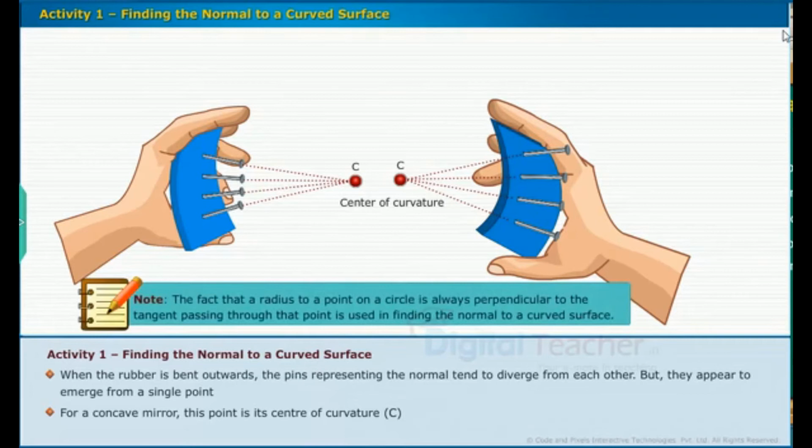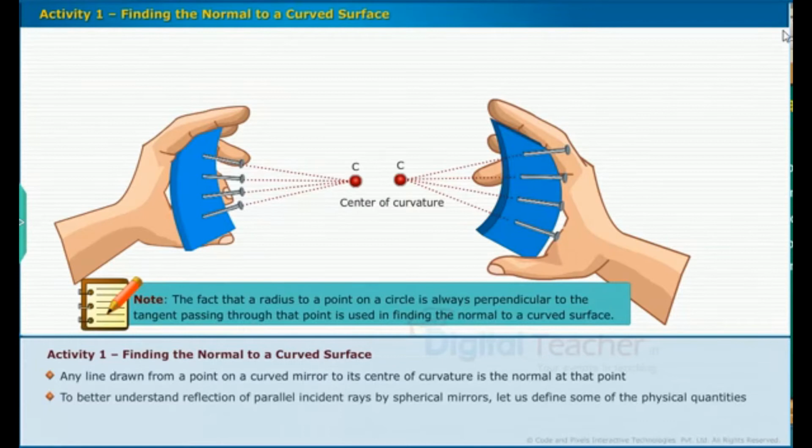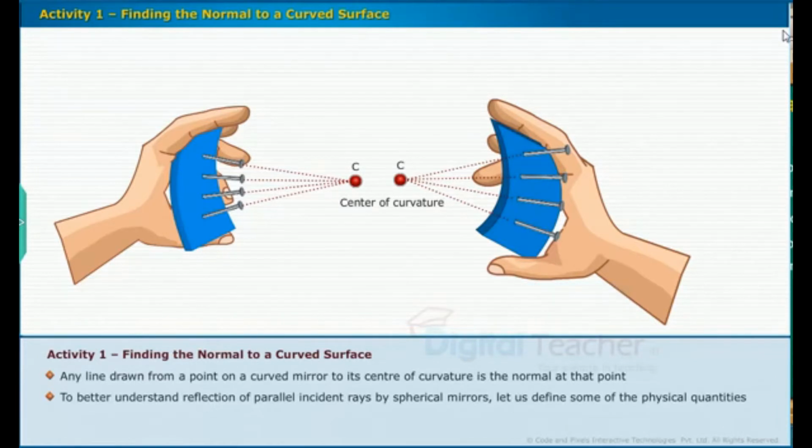Note: the fact that a radius to a point on a circle is always perpendicular to the tangent passing through that point is used in finding the normal to the curved surface. Any line drawn from a point on a curved mirror to its center of curvature is the normal at that point. To better understand reflection of parallel incident rays by spherical mirrors, let us define some of the physical quantities.